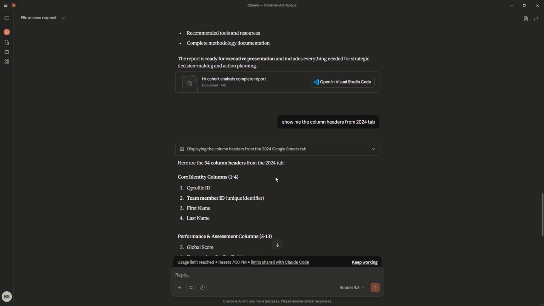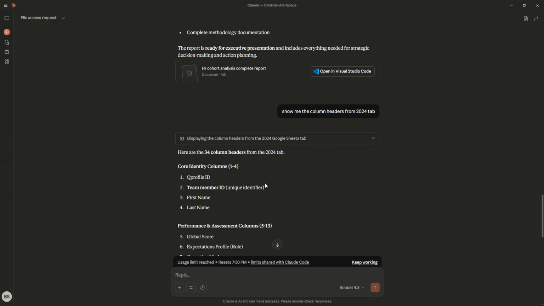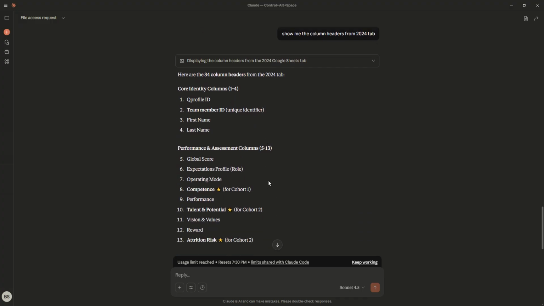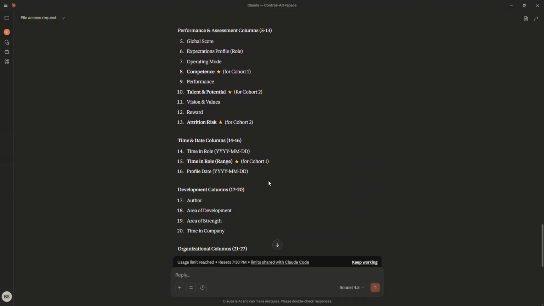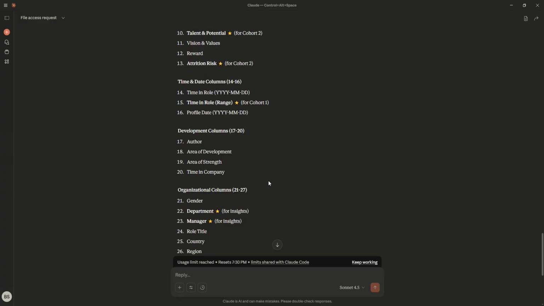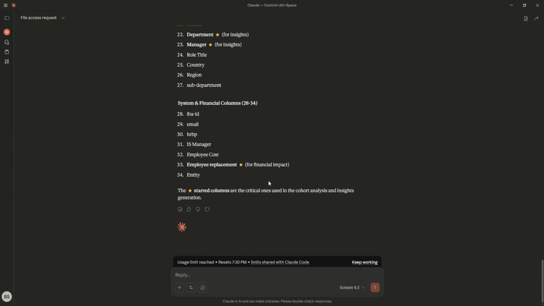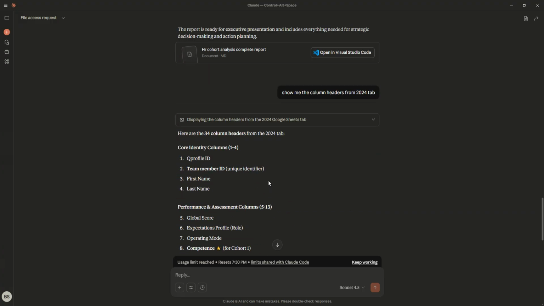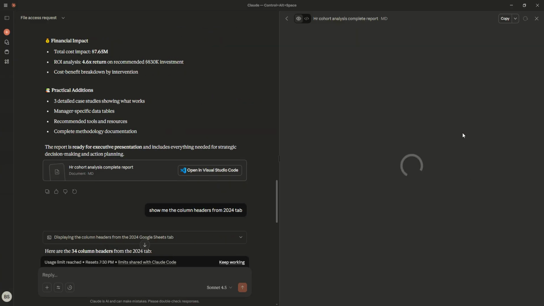To verify the connection quickly, I have already pre-written the prompt. As you can see from the shared Excel file, I have fetched the column headers from the 2024 tab, and it has successfully fetched all the columns which are mentioned in the 2024 tab. We'll quickly jump to the insights.